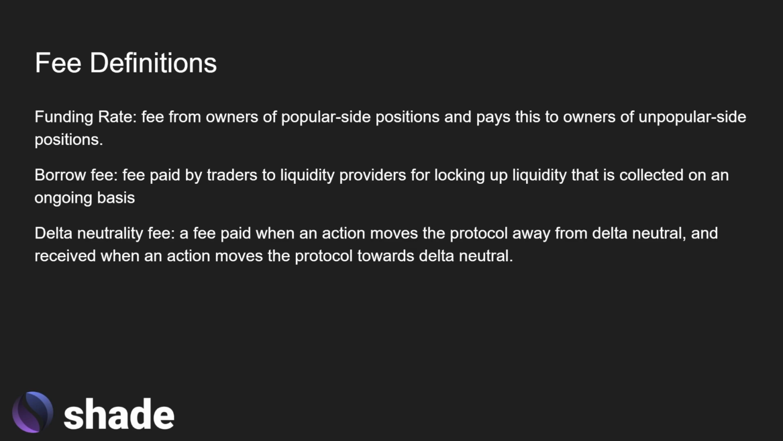And then you have a delta neutrality fee, which is a fee paid when an action moves the protocol away from a delta neutral position, and a fee that is received when an action moves the protocol towards a delta neutral position. And this fee would be paid from a specific address meant to only receive and pay out these fees that are basically assessed to help defend liquidity providers and lower the risk of market melt up or melt down.